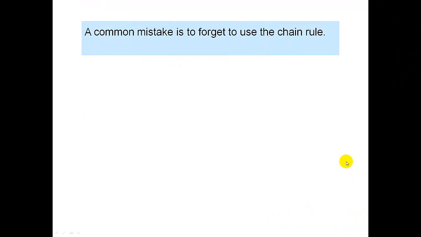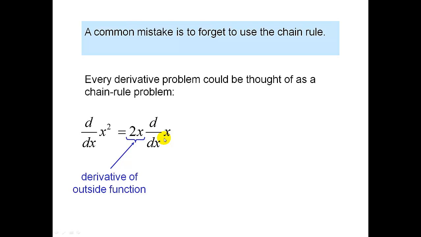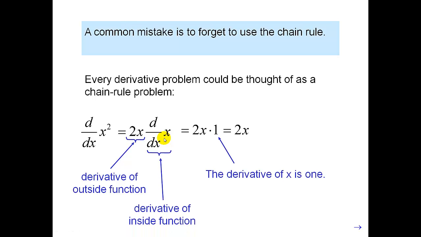It's a common mistake to forget to use the chain rule in a problem. In fact, you can look at every derivative problem as a chain rule. For example, the derivative of x squared dx could be looked at as the derivative of the outer part, 2x, times the derivative of the inner part, x. So it's 2x times the derivative of x with respect to x. But the derivative of x with respect to x is 1, so it becomes a simplified problem. So don't forget to use the chain rule when you need it.